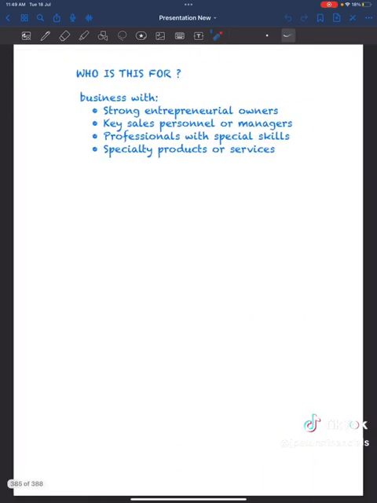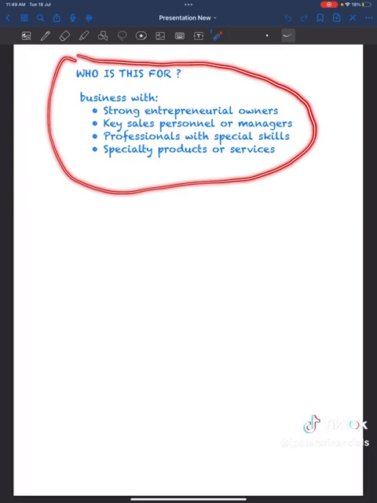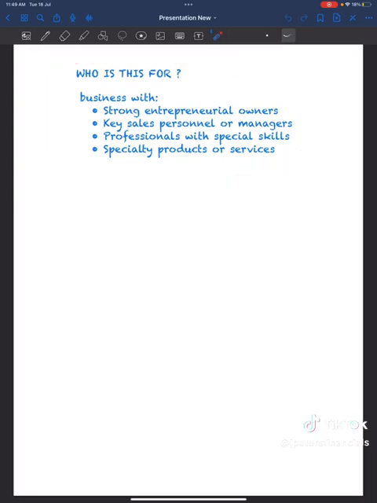Now, of course, this is not for everyone. This is for persons who have a partnership, for key sales personnel or managers, professionals with special skills and abilities, and persons who offer specialty products and services. Right? So just a different type of life insurance.